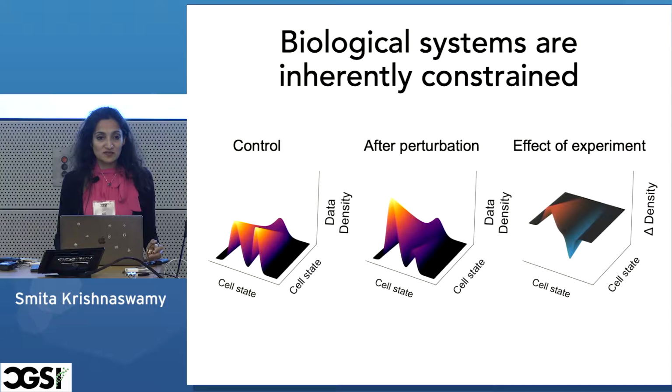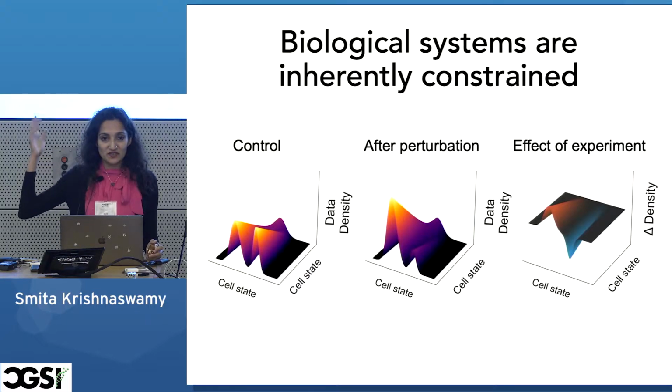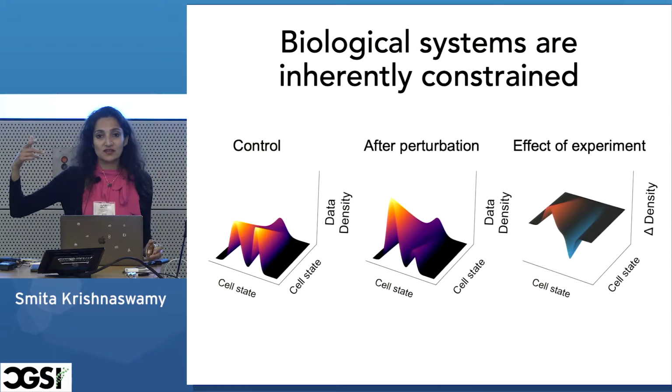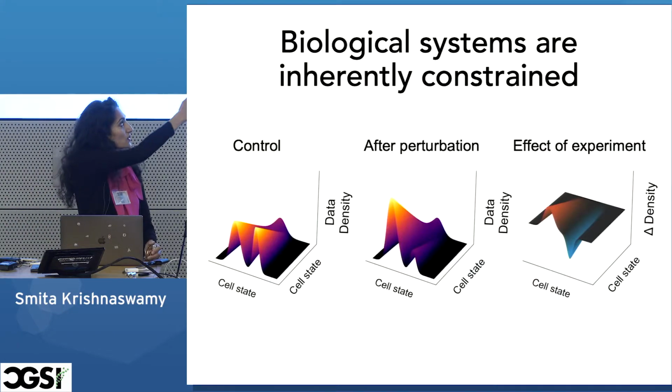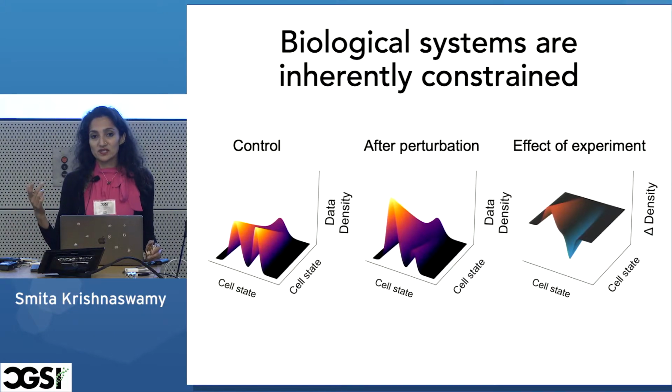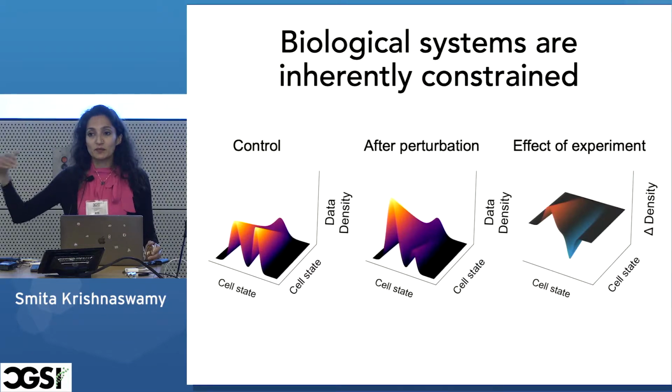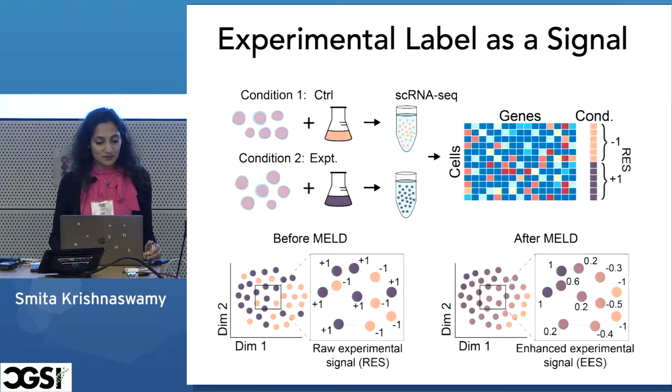So the effect of the experiment is essentially another sort of differential signal that tells you at each point in the manifold, is this more likely to occur in the experimental condition or in the control condition. So you have this third kind of variable or signal that tells you for each cell type or cell point in the manifold how different they are.